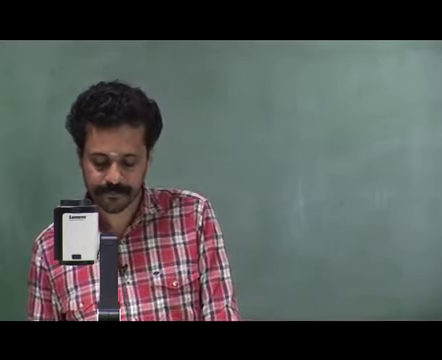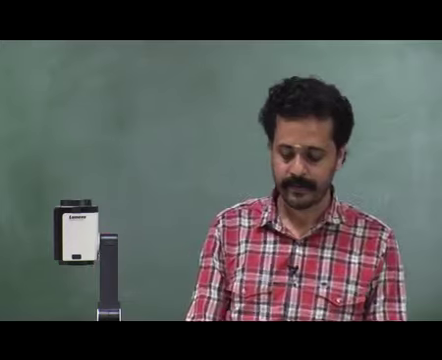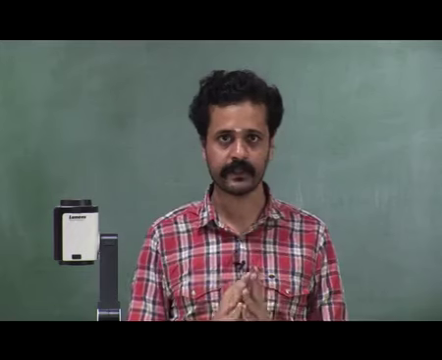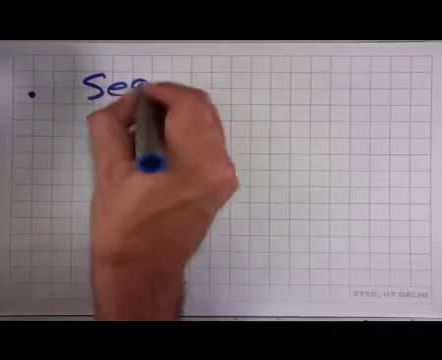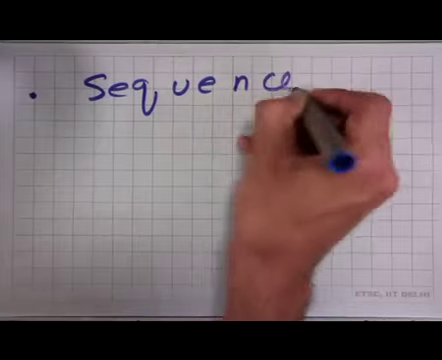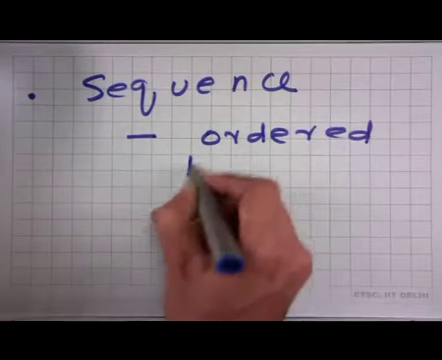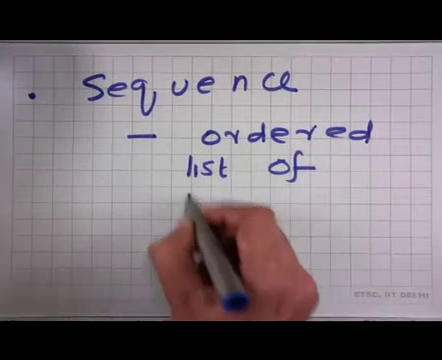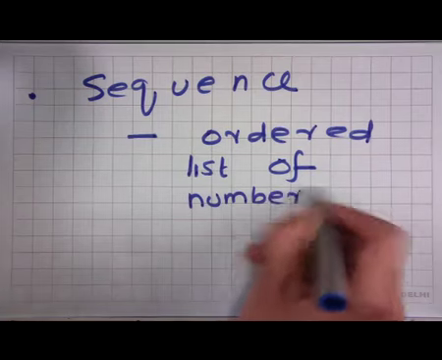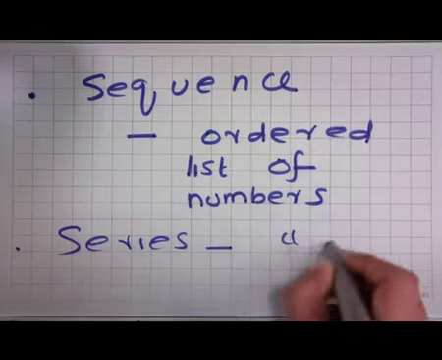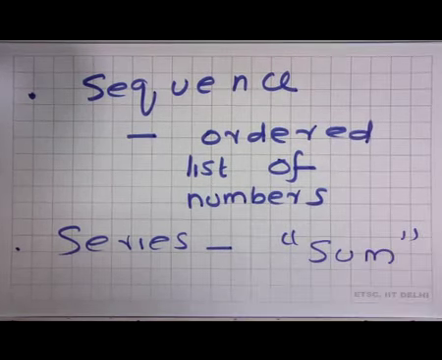To sum up, we should have a clear distinction between sequence and series. Sequence is an ordered list of numbers, and series is a sum. It is the sum of terms of a sequence.